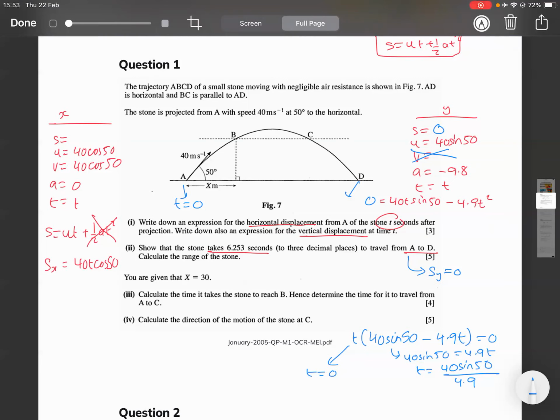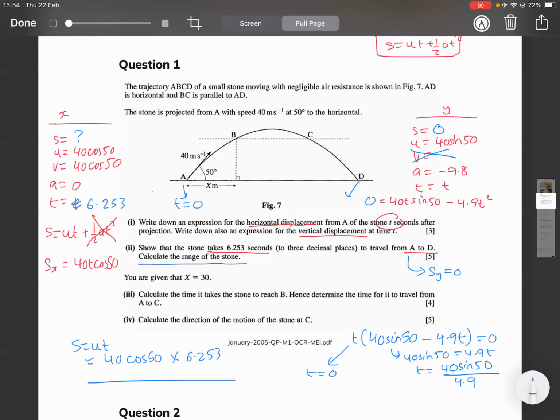Then it says calculate the range. The range is the distance from A to D. So it's the displacement in X, exactly. So now we use this and we plug in our time. We just use our answer 6.253, so even if you haven't got that, you can still work out the next part of the question. Just S equals UT. So 40 cos 50 times 6.253. 160.784. It's fine.